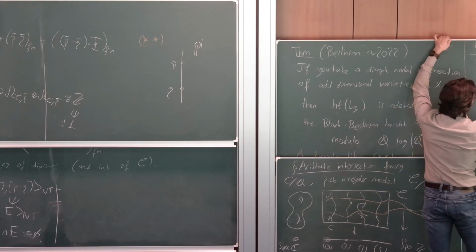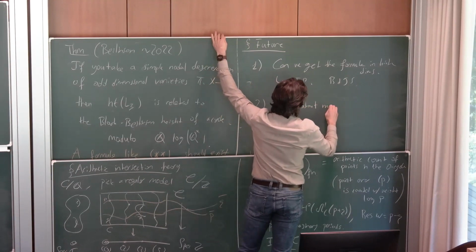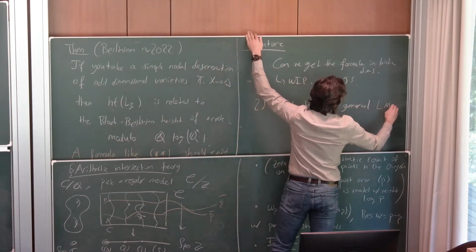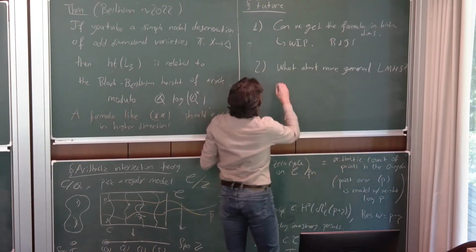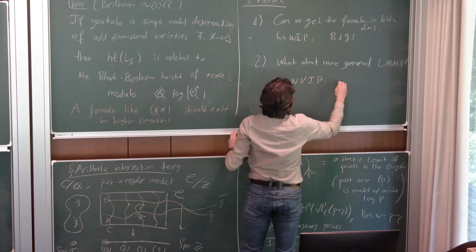And two is, what about more general limit mixed Hodge structures? What do they do? Do they also contain arithmetic information? This is work very much in progress with Pearl's team.